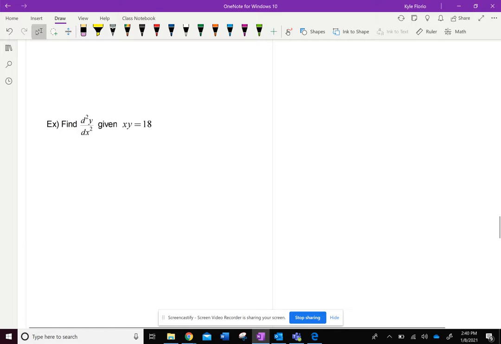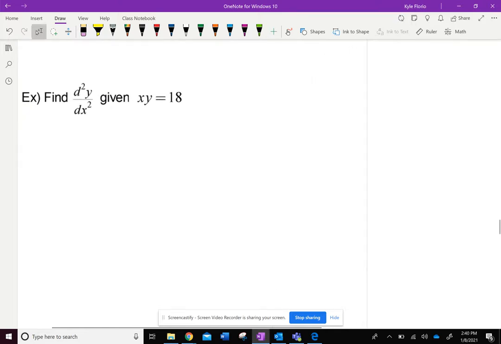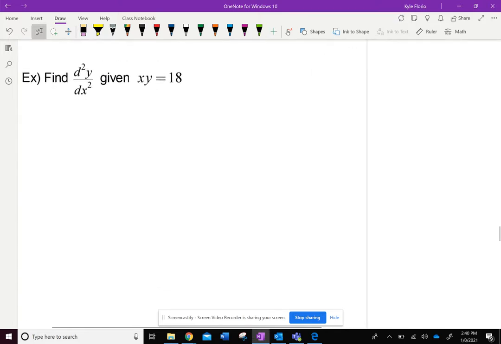Last question. Find the second derivative of x times y equals 18. So step 1, take the first derivative. When we do the first derivative, I have a product of x times y, so I'm going to need my product rule, fg prime plus f prime g.